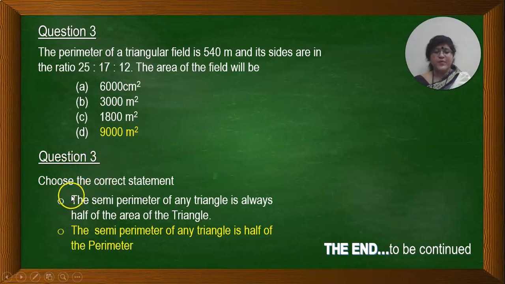Question number 3. Choose the correct statement. The semi-perimeter of any triangle is always half the area of the triangle. Or is it this? The answer is the one in yellow. The semi-perimeter of any triangle is always half the perimeter, because semi-perimeter means half the perimeter.